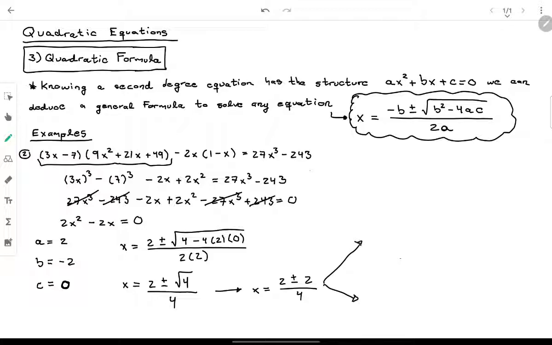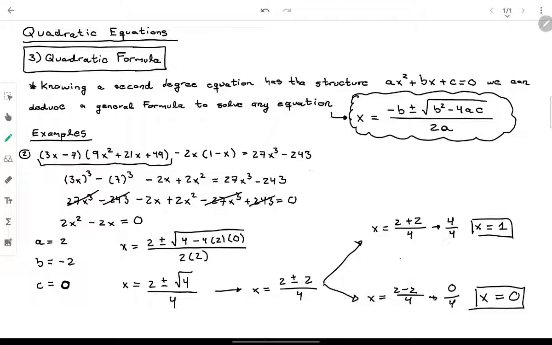So we have x equals 2 plus 2, all of it divided by 4. That means going to be 4 divided by 4. That means x equals exactly to 1. And the other one is going to be x equals 2 minus 2, all of it divided by 4. It's going to be 0/4. That means x equals 0. So we have the two answers for x. X equals 1, x equals 0. That means, of course, if we remember a little bit about last topics, that it has two solutions.